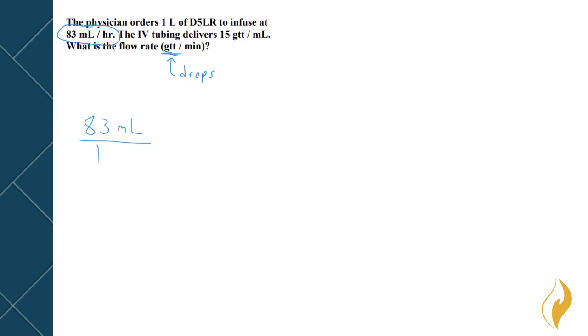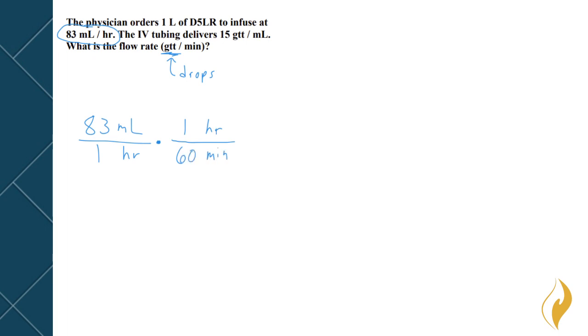So 83 milliliters over 1 hour. Instead of just saying milliliters per hour, I say 83 milliliters for 1 hour. Then I say, okay, I need to get that into drops per minute. So I need to turn milliliters into drops, and I need to turn hours into minutes. I'm going to start with the hours because I know in 1 hour, there are 60 minutes.